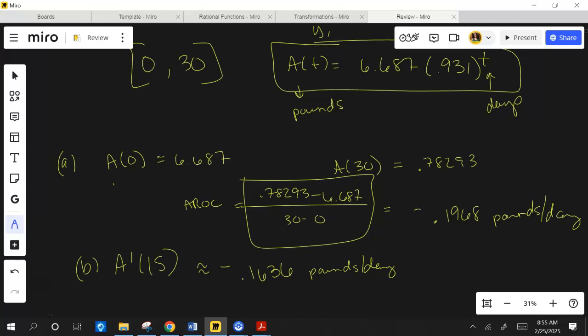This is because the first one was not a rate. This is the rate, so you're not finding the rate of the rate. This is just itself.